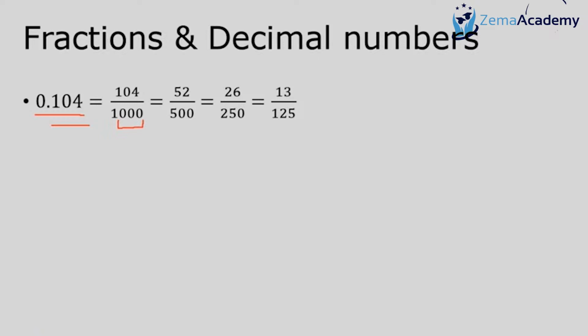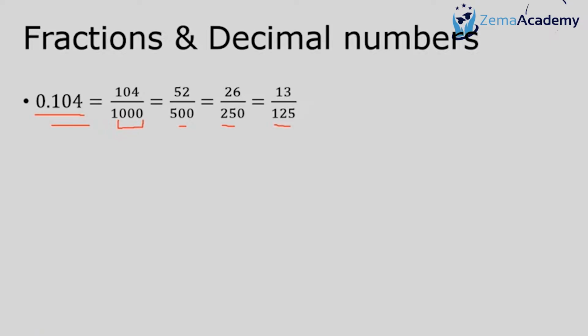And then again, I have to simplify. So I take it from 104 over 1,000 to 52 over 500 divided by 2. I can divide by 2 again, 26 over 250, and then divide by 2 again, takes me to 13 over 125. 13, of course, is a prime number, so we can't go any further than that.